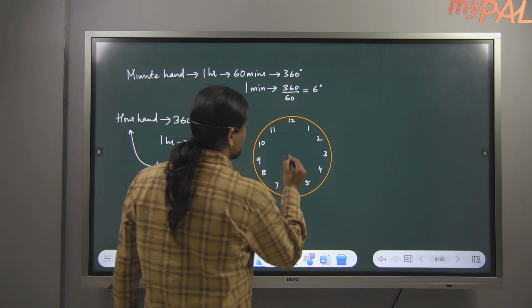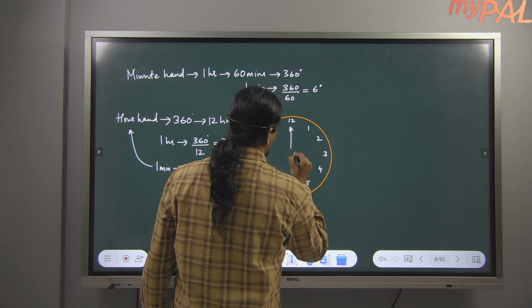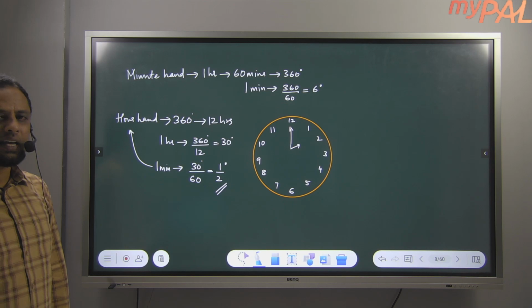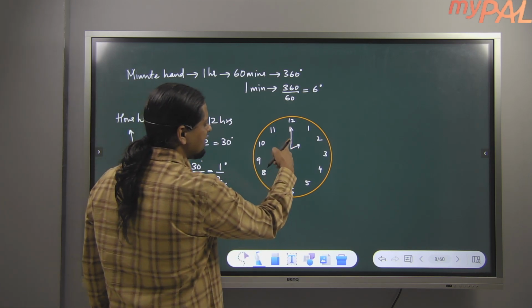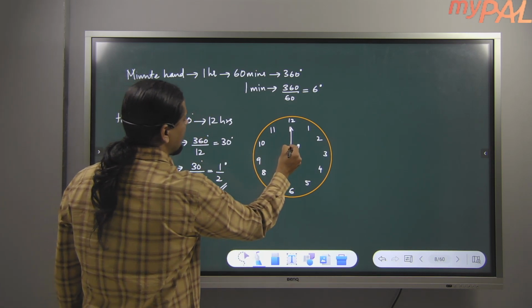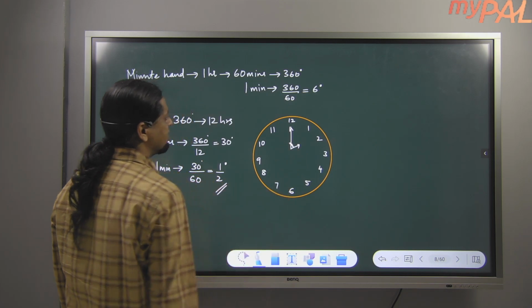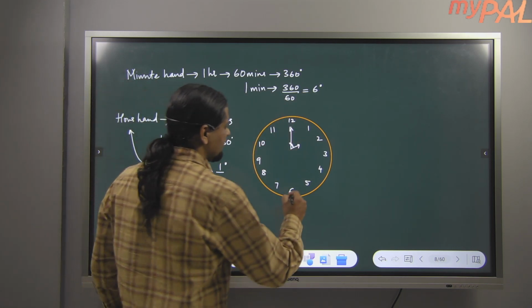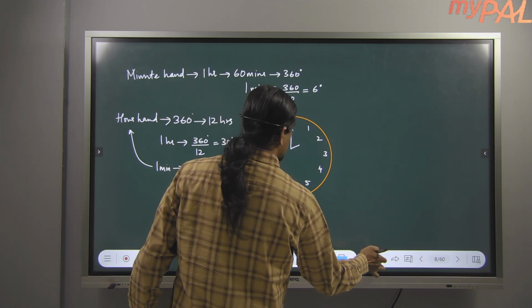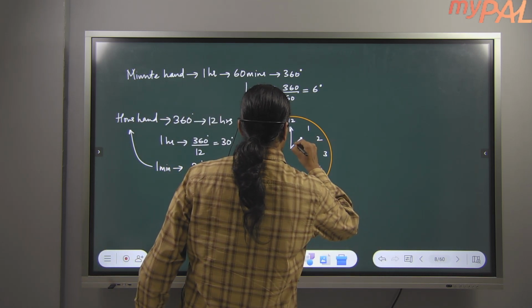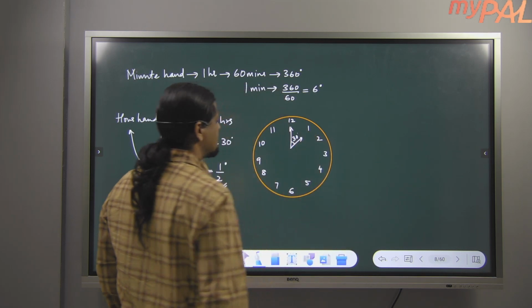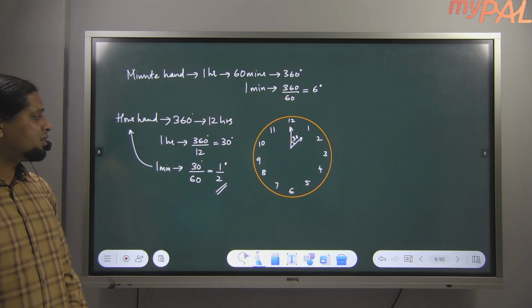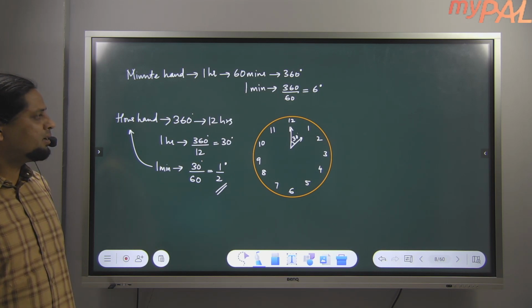So when the time is exactly 2 o'clock, what is the angle between them? The angle is going to be 30 degrees plus 30 degrees, because I want this angle here. We know that between every two numbers the angle is 30 degrees, because we have 12 numbers, and 360 divided by 12 is nothing but 30 degrees.